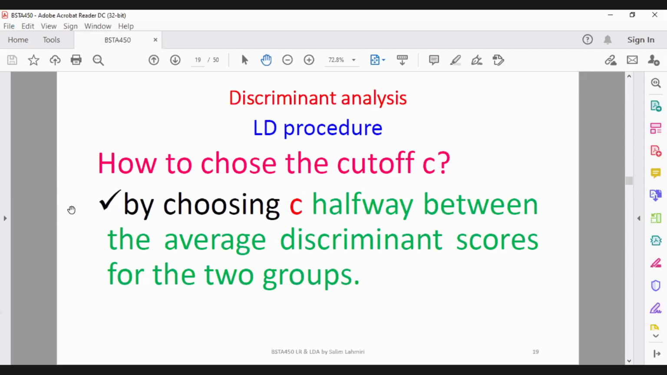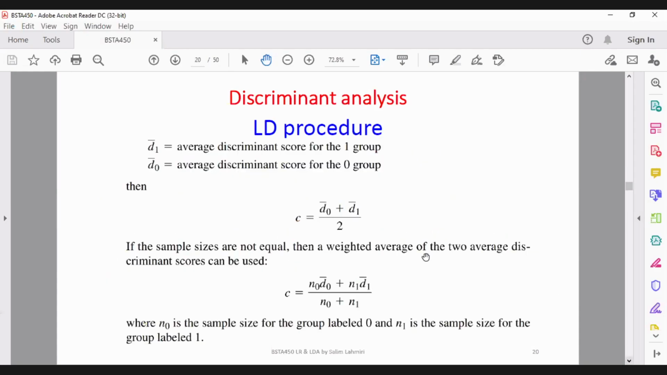Now, how to choose the cutoff C? By choosing C halfway between the average discriminant scores for the two groups, this is the best way: calculate the average of the two groups and take the value of C as this average. Another way is to set the value of C to 0.5, which is halfway between 0 and 1.